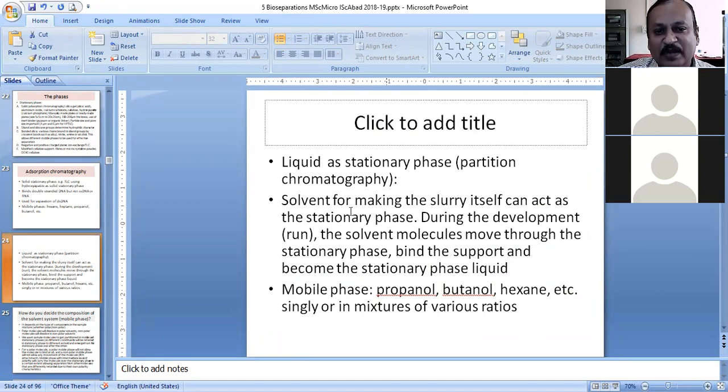I have told you that a liquid can also be used as a stationary phase. So in this case, whatever solid material or particles we are binding to the inert material, these particles themselves do not function as the stationary phase, but the liquid can function as the stationary phase, just as in the case of paper chromatography.